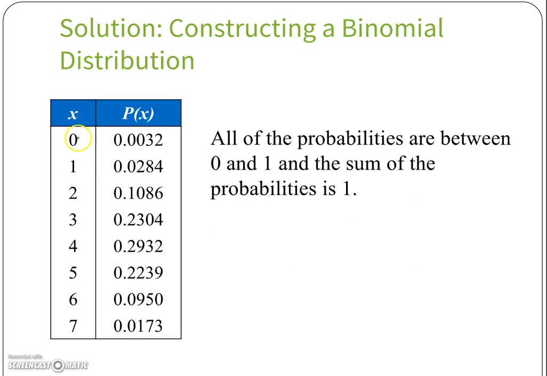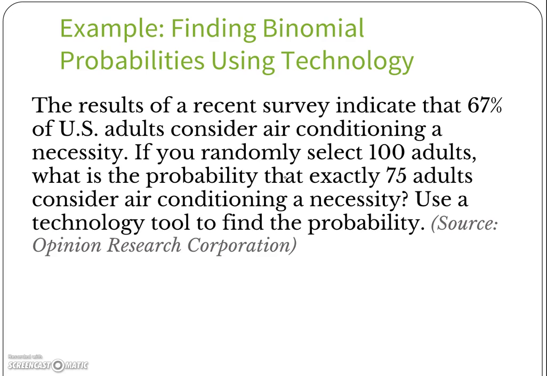Once you do that, you can list all of your x's and your p of x's that we found on the previous slide to construct a binomial distribution table. You can see that all of our p of x's are between 0 and 1, and if we added all of those numbers up, it would sum to be 1. So we know that it is a valid distribution.